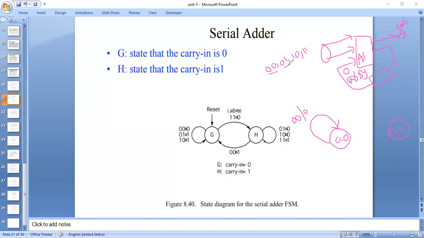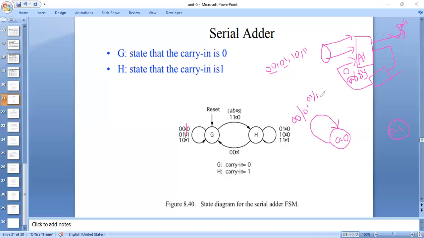And the remaining input 0 1. So for 0 1 input, okay, and we are assuming this present state 0, and add these 3 bits. What we have, sum is 1, but there is no carry, so carry out is 0, right? So you have to represent like that. In the numerator is the input, in the denominator is the output.